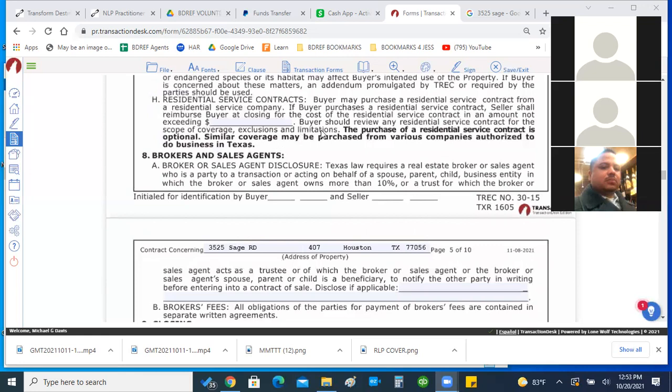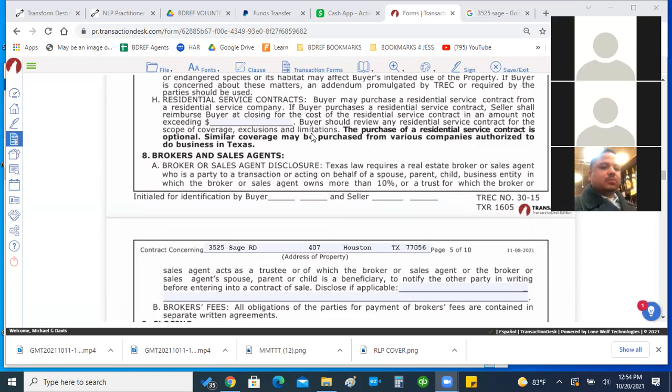Residential service contracts, those are home warranties. We have a partnership with Cinch Home Warranty. So residential service contract is just another name for home warranty. And most of the time the seller will contribute, they'll pay for it for the first year. That's something that we negotiate in some instances, depending on how competitive the market is.